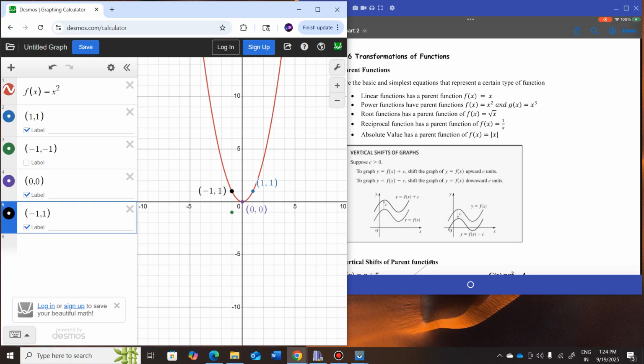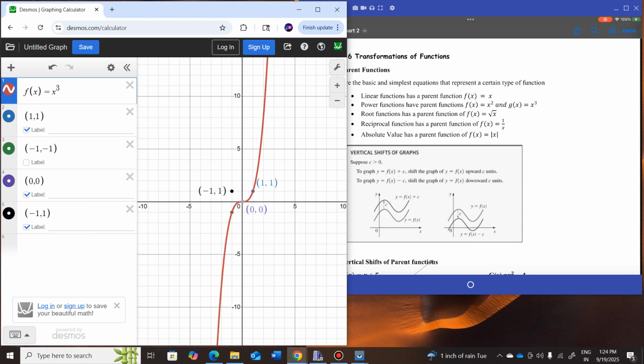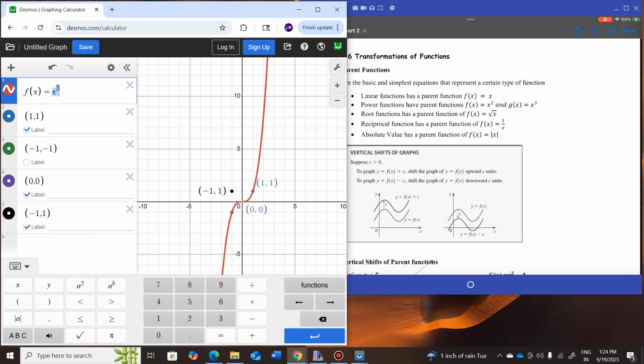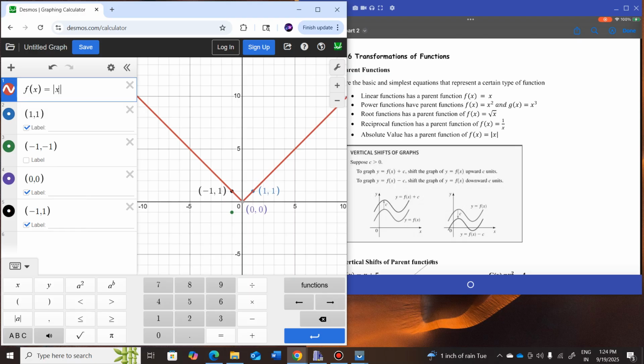If we make this x cubed, right, this one goes through negative 1, negative 1, it goes through 0, 0 and 1, 1. Has a snake-like curve to it. And then we have, skip down to the last one real quick, absolute value of x. And we see it goes through negative 1, 1, 0, 0, and 1, 1. And so this is more of a piecewise function with two linear functions pieced together, y equals x and y equals negative x.